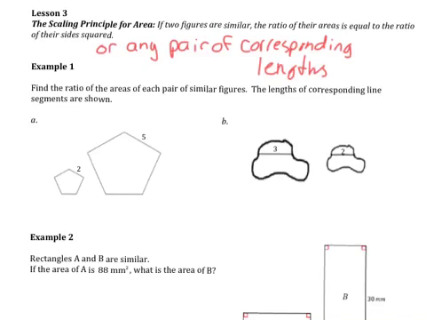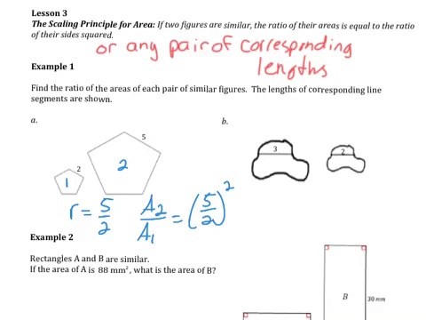So in these examples, they're pretty simple. Find the ratio of the areas of each pair of similar figures. Here we have 2 and 5. So if this is going to be image 1 and image 2, then we know the scale factor, if I go from 2 to 1, is 5 over 2. And that means the scale factor of the areas, area 2 over area 1, is going to be 5 over 2 squared, which ends up being 25 over 4.